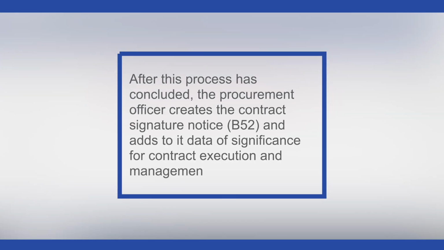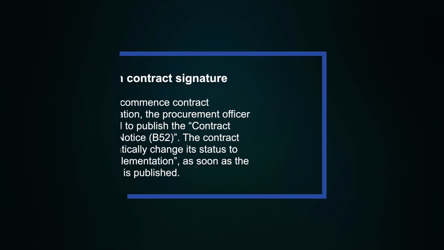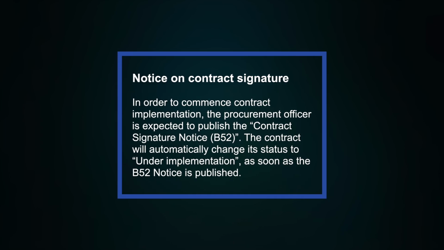After this process has concluded, the procurement officer creates the contract signature notice, B52, and adds to it data of significance for contract execution and management. Following is a presentation of contract implementation by publishing the Notice on Contract Signature.